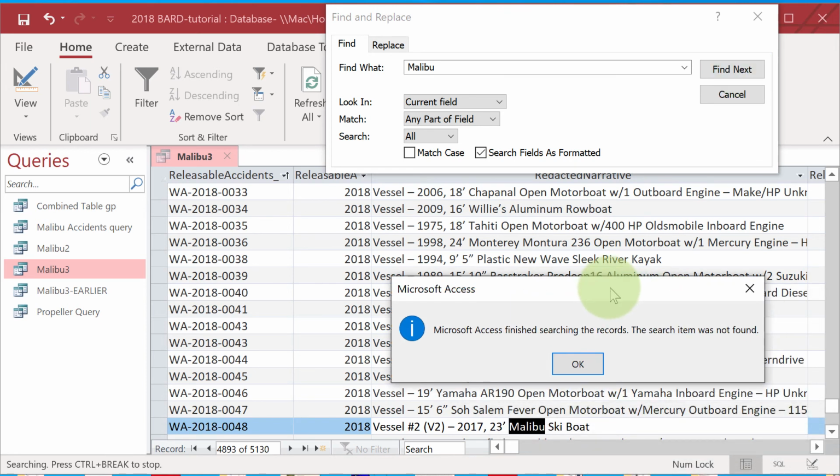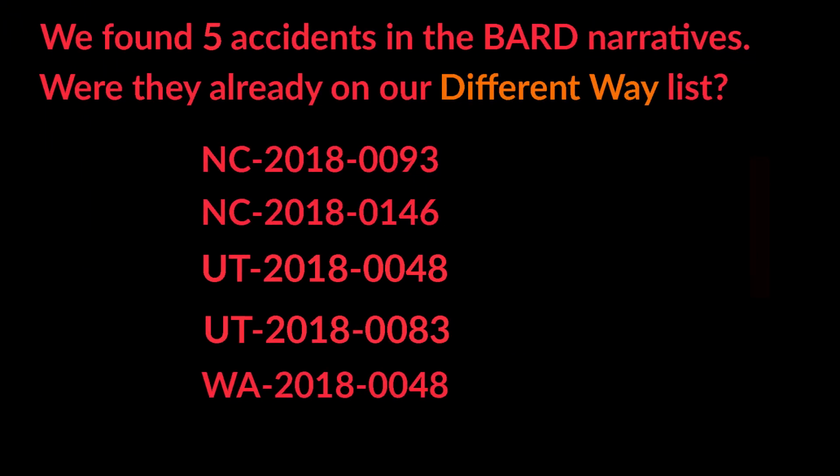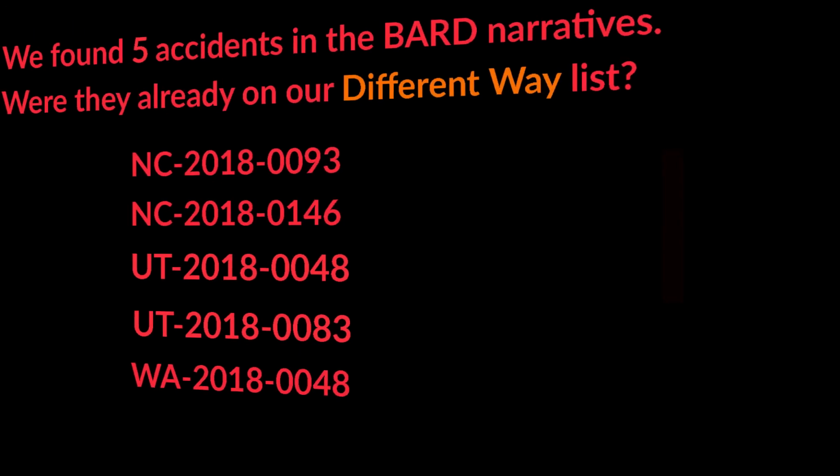A pop-up indicates the system has completed its search. It can find no more redacted narratives with the word Malibu in them. Our search of the redacted narratives found 5 accidents. Now we need to determine if we found them earlier or not.